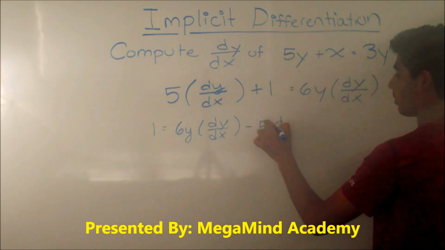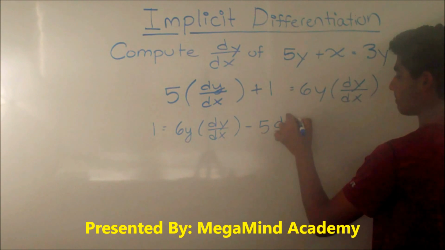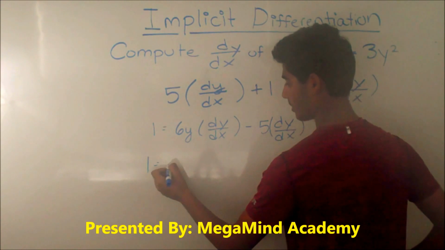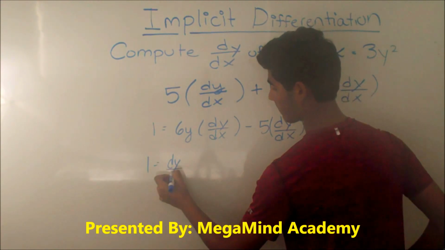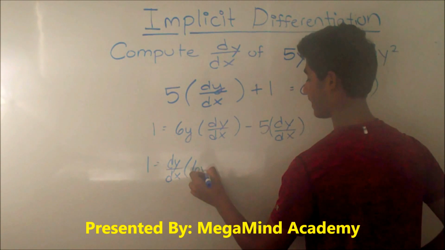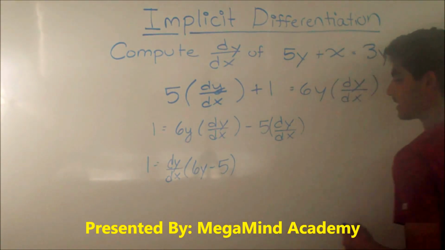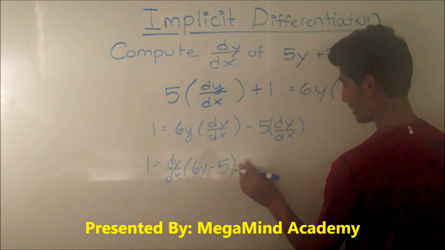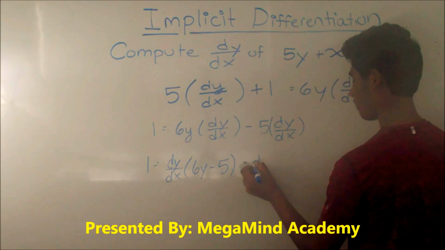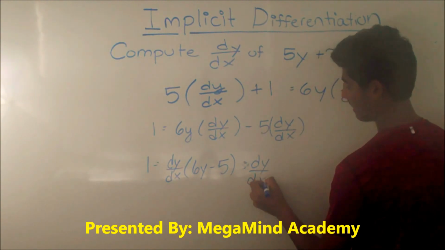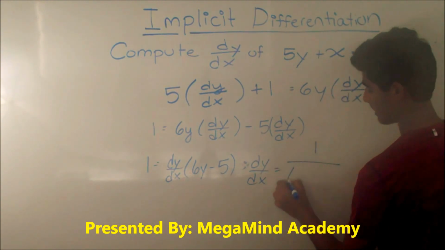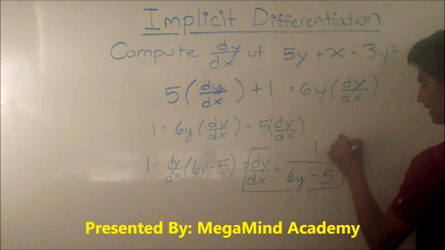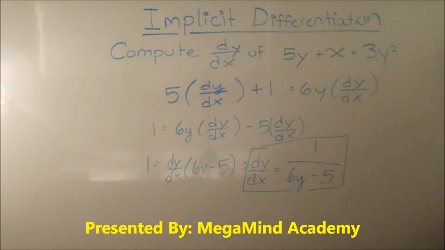minus 5 dy/dx, which is equal to 1 is equal to dy/dx times 6y minus 5. This is just applying the distributive property. So now that means that dy/dx is equal to 1 over 6y minus 5. So the answer to this problem is dy/dx is equal to 1 over 6y minus 5.